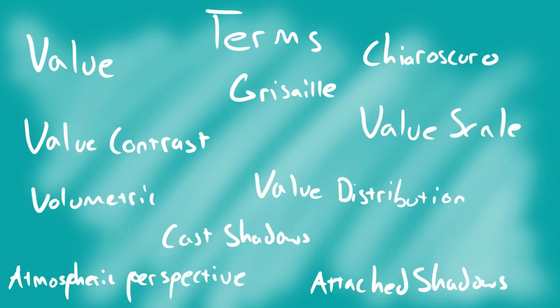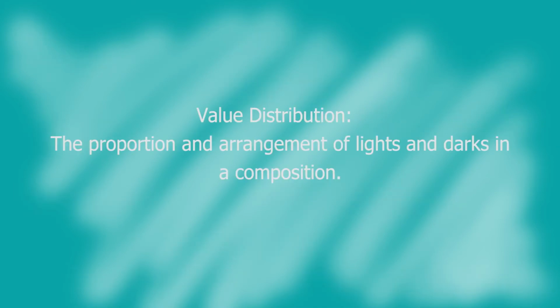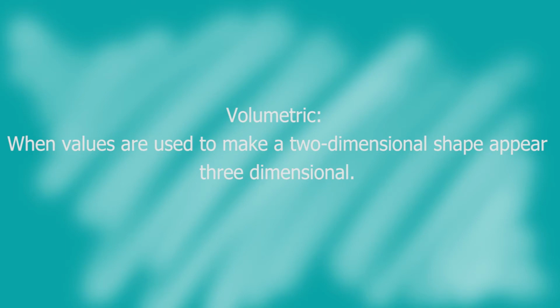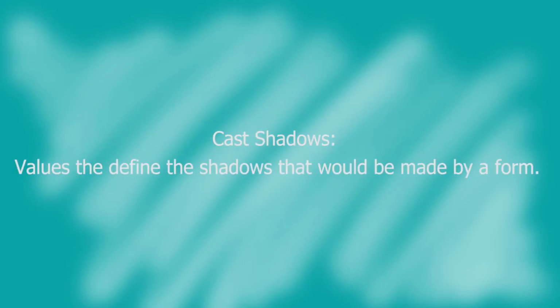Alright, starting with the terms as always. This week we have 5 terms that need to be defined, starting with value distribution. Value distribution is the proportion and arrangement of lights and darks in a composition. Volumetric, when values are used to make a 2-dimensional shape appear 3-dimensional. Attached shadows, values that directly define the basic form. Cast shadows, values that define the shadows that would be made by a form.